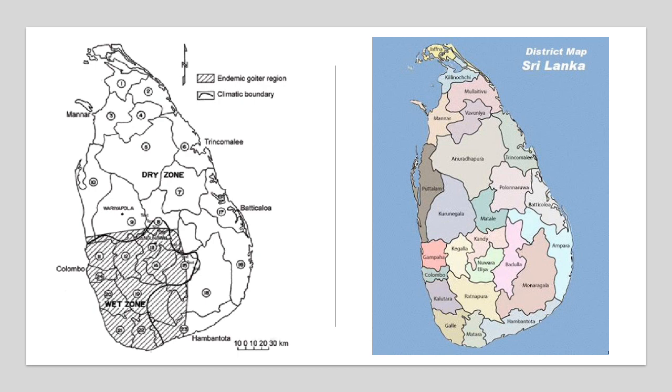What are the areas in Sri Lanka that are related to endemic goitre? If you can see the Sri Lankan map, we can divide the zones of Sri Lanka into two, the dry zone and the wet zone. Endemic goitres in Sri Lanka are related to the wet zone. So the districts that come under the wet zone are examples for developing endemic goitre.